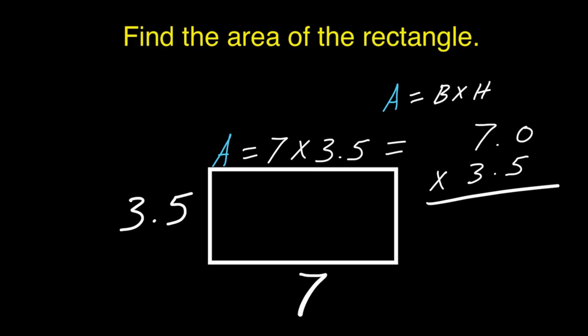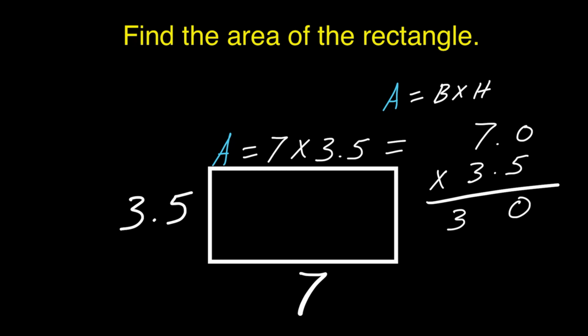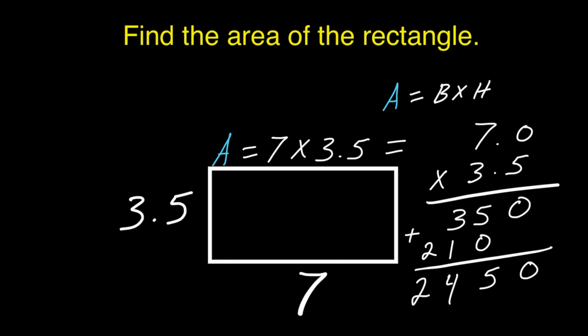5 times 0 is going to be 0. 5 times 7 is going to be 35. 3 times 0 is going to be 0. And 3 times 7 is going to be 21. All right, we're going to add these together. It's going to be 0. That is going to be 5. 3 plus 1 is 4. And then 2. We're going to count on the decimal points. 1, 2. We're going to put in 2 decimal points. 1, 2. Right over here.